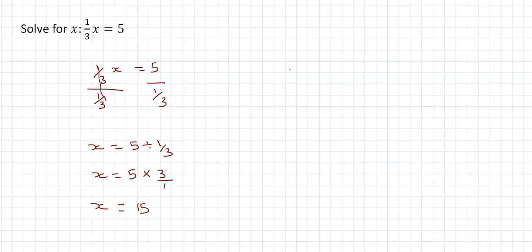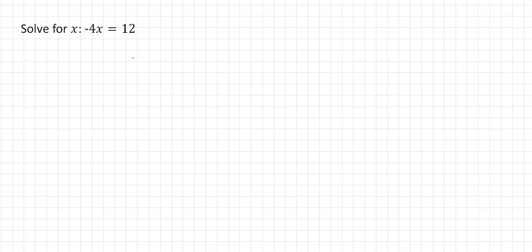So let's look at the second approach. 1/3 x equal to 5. So one way to look at this is we'll want to find out the multiplicative inverse of the coefficient of x. So the multiplicative inverse here is 3. And so we multiply both sides by 3. So this is going to cross out. We have x equal to 15. So that's another way to look at it.